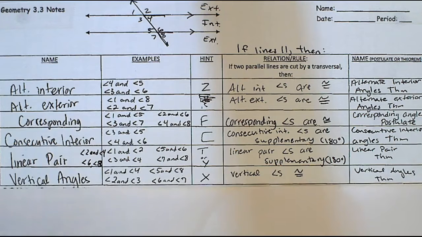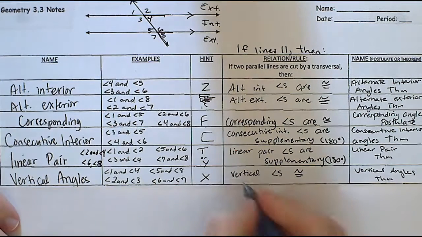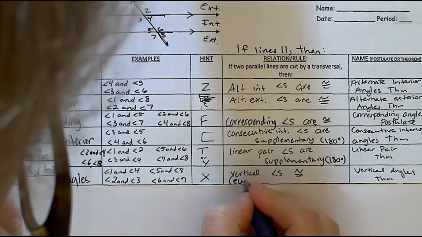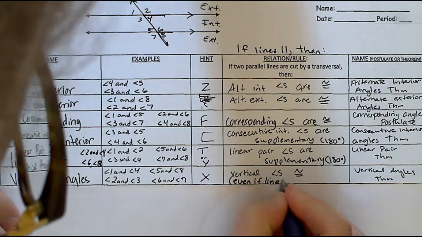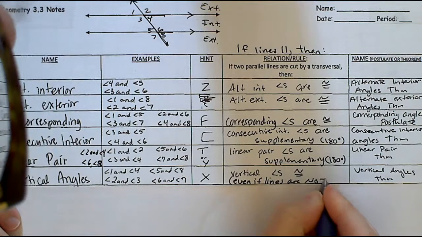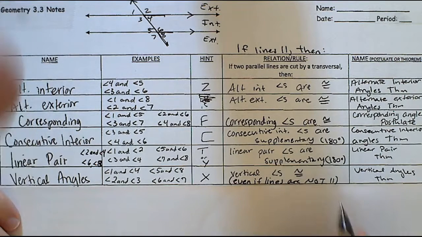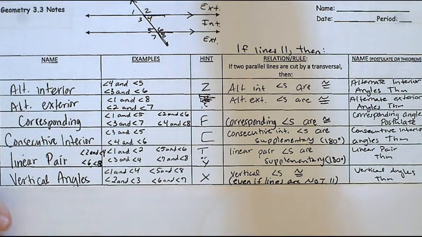The last vocab word we talked about is vertical angles. There's a ton of examples in these problems as well. We've talked about how to look for the letter X, and vertical angles are always congruent, even if lines are not parallel. So I'd add that in. Whoops, even if lines are not parallel, vertical angles are always congruent.